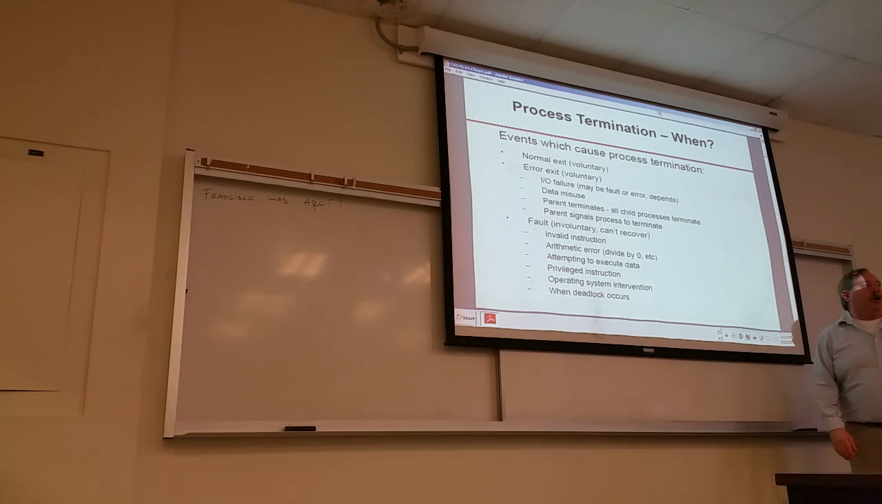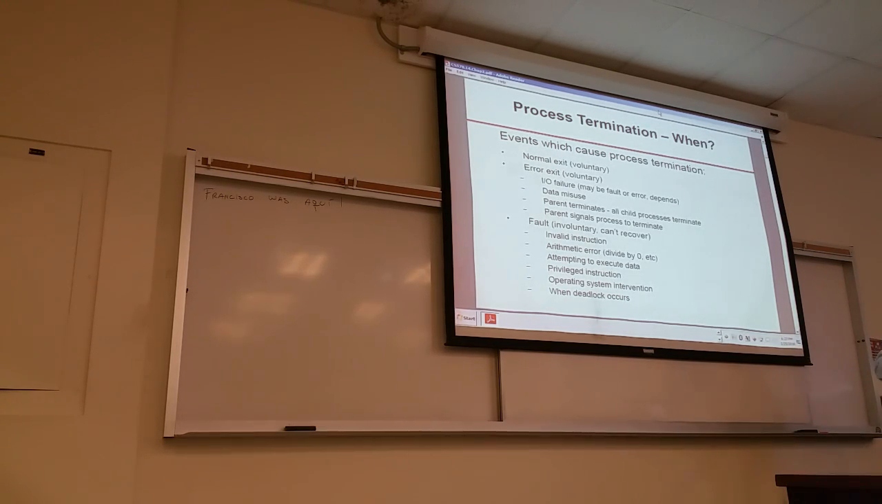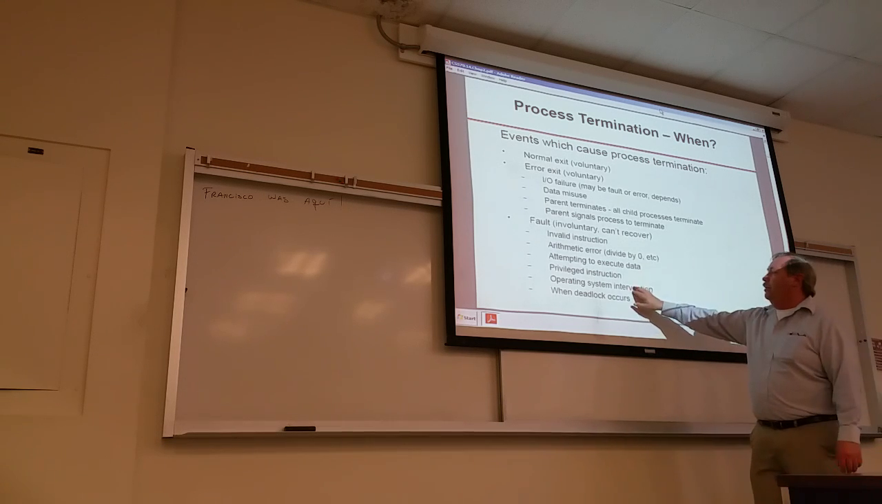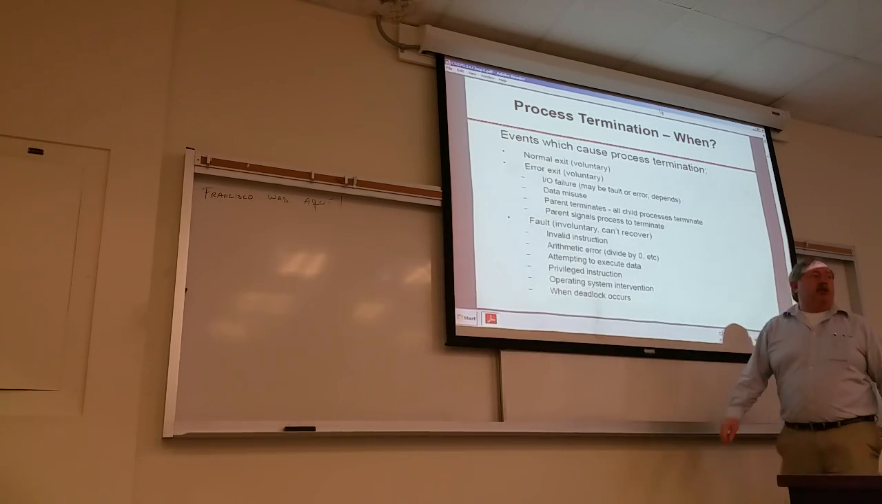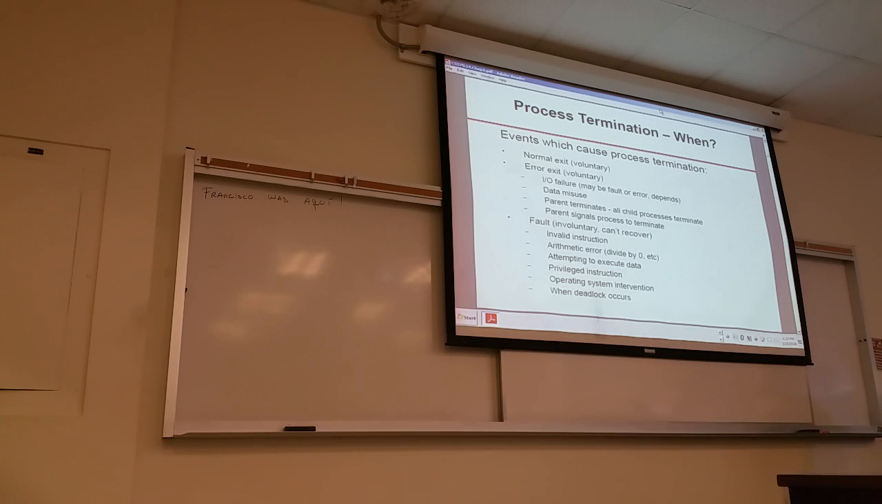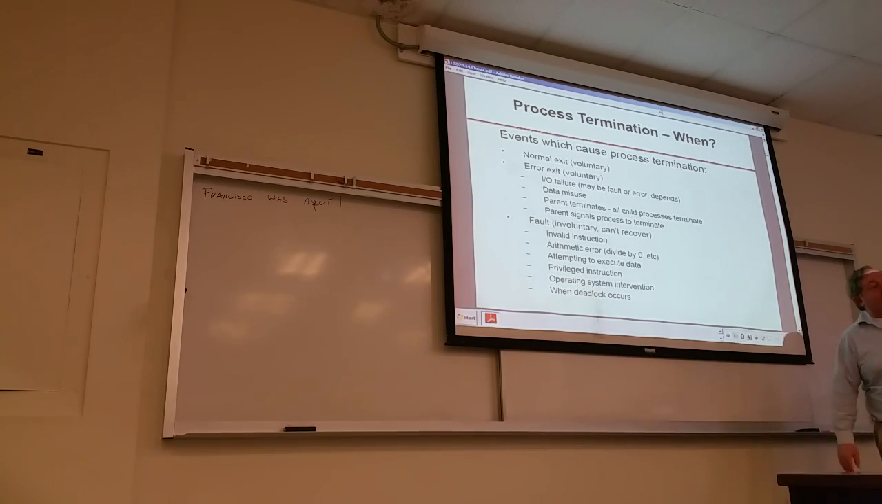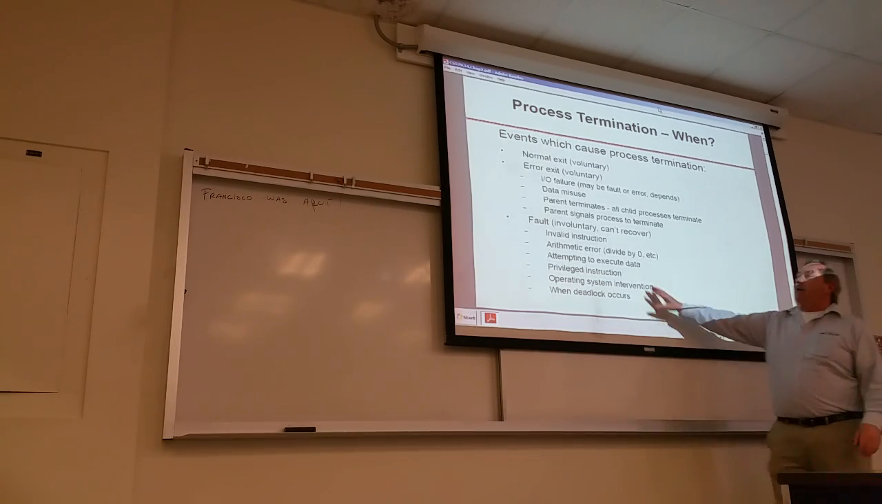Also, the operating system itself can actually go in and clobber your process. Okay, that's a fault. You're not going to recover from that. And something called deadlock, which we're going to study towards the end of this chapter. All of those things are faults. All of those things are non-recoverable. All of those things we want to shut down and go away, and then make the user restart it, or debug it, and then restart it, because something really bad happened.